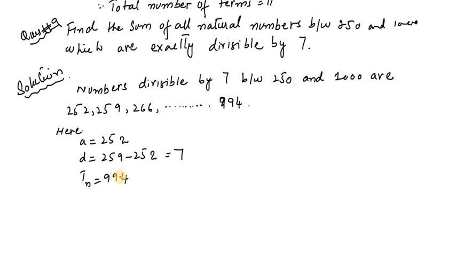We have to find the sum of the natural numbers between 250 and 1000. We know that the nth term is equal to a plus n minus 1 times d, and the last term 994 is equal to a, the first term, that is 252, plus n minus 1, and the difference is 7.